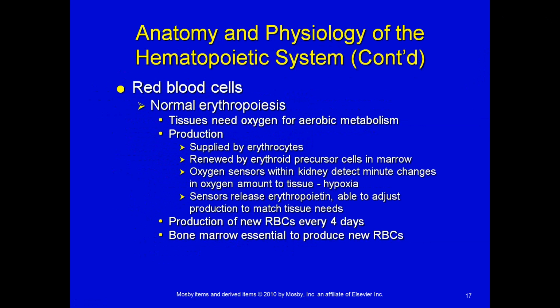And when oxygen sensors within the kidneys detect minute changes in the oxygen amount of the tissue, in other words, when these oxygen sensors sense hypoxia, they allow the kidneys to release erythropoietin, and erythropoietin is the signal that causes the production of new red cells. Red cells are produced every 4 days, and without bone marrow we would not be able to produce red blood cells.